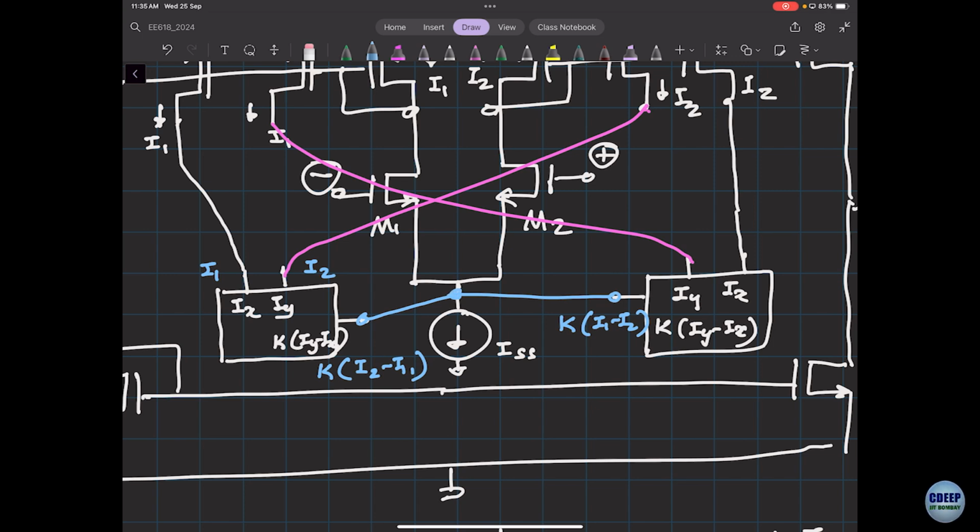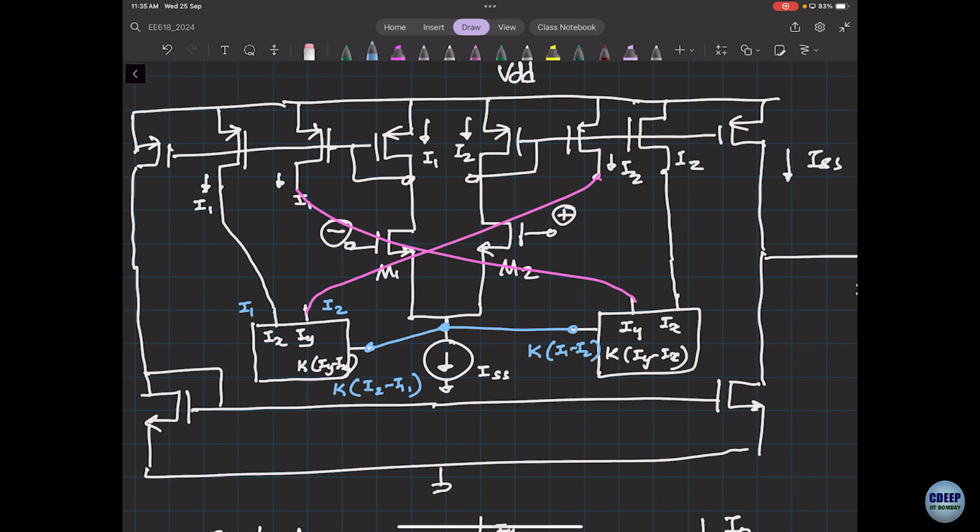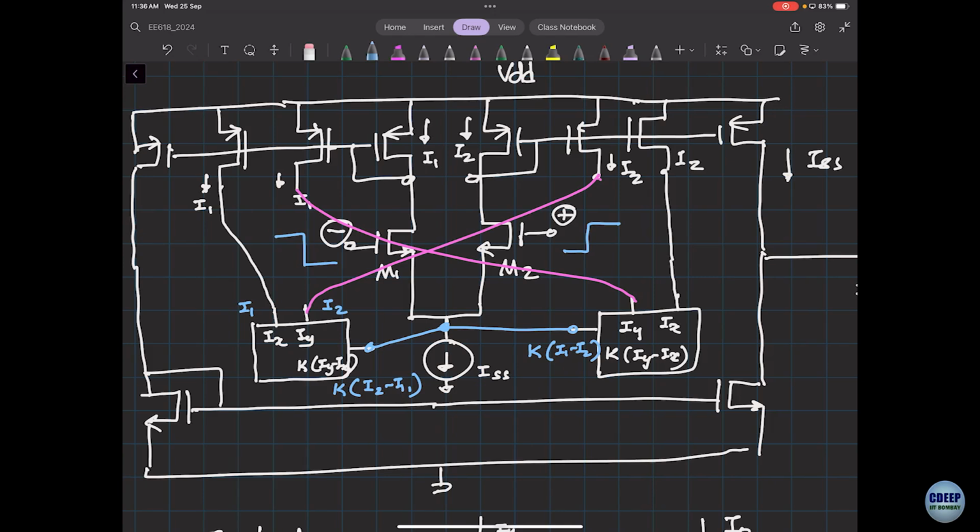Okay. So imagine now what is going on. If the positive goes up and negative goes down, what will happen? If the positive voltage goes up suddenly, where will the current flow? ISS? M2, right? It will flow through M2, which means I2 will be equal to ISS and I1 will be equal to 0 at the first instant, right? So if I2 is greater than I1, I1 is 0, I2 is equal to ISS. Which left side or right side? Which one will kick in? Left side will kick in.